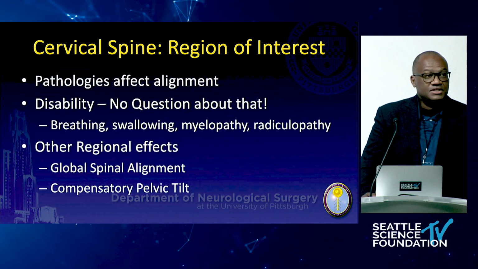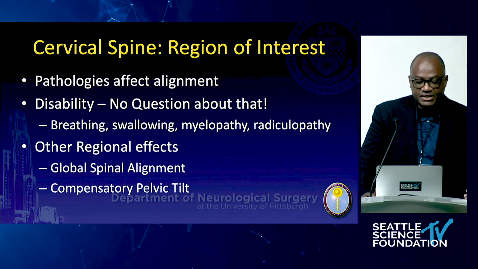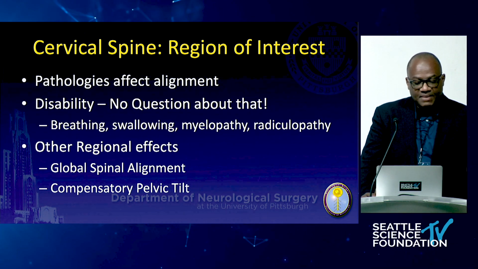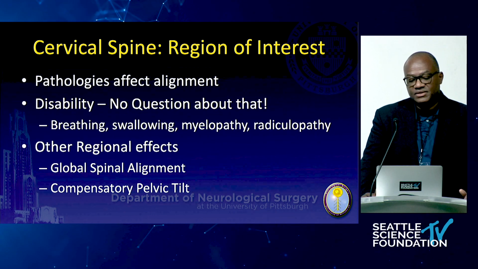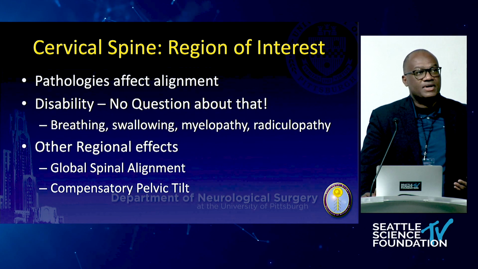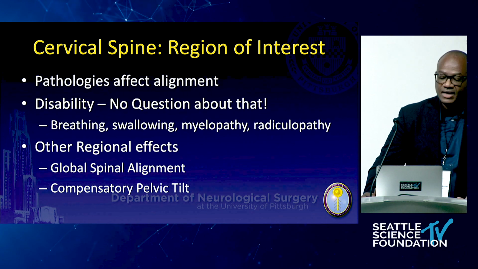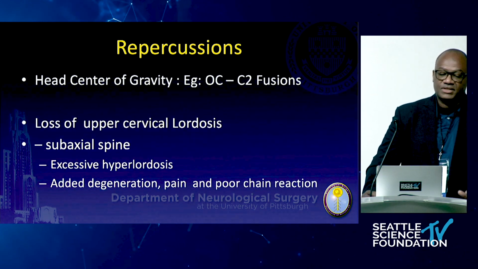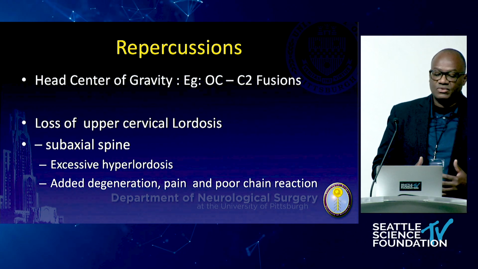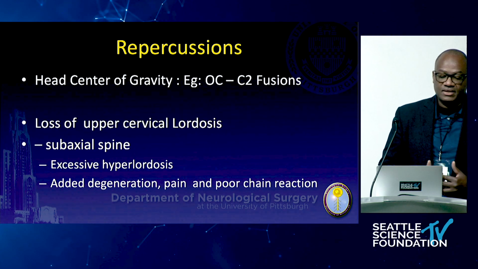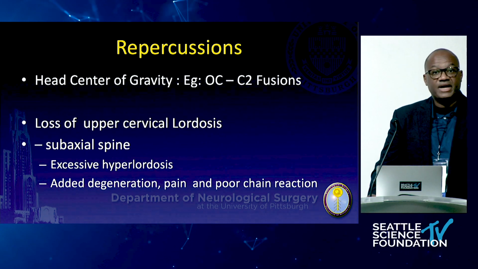And to know that pathologies that affect alignment lead to disability. There's no question about that now. And this disability could affect breathing, swallowing, including myelopathy, radiculopathy that we traditionally know about. And there are also other regional effects, including global spinal alignment and the compensatory pelvic tilt, etc., that leads to or begets more deformity. And also there are repercussions associated with anything that we do in the upper cervical spine, leading to the subaxial spine undergoing excessive hyperlordosis, added degeneration, and a poor chain reaction downstream.